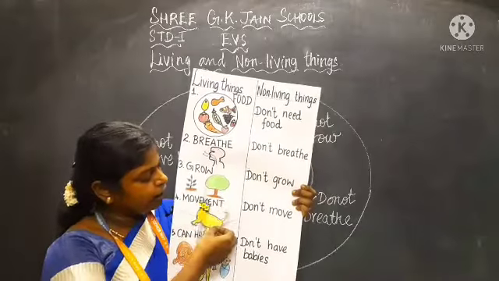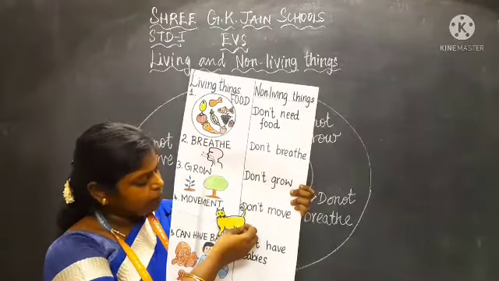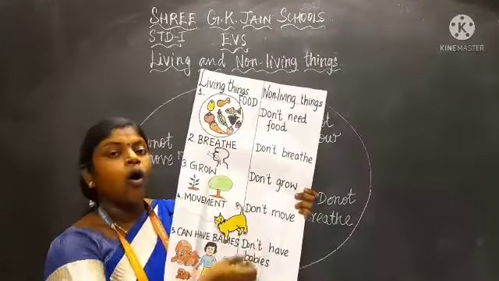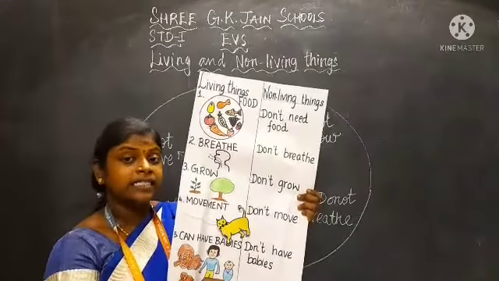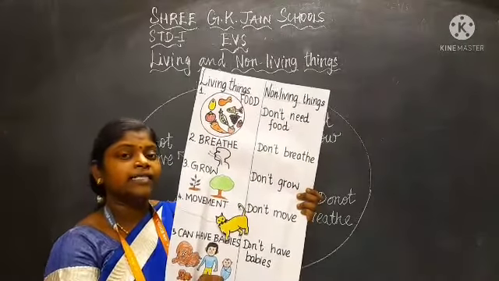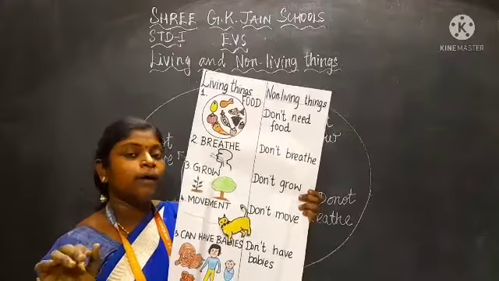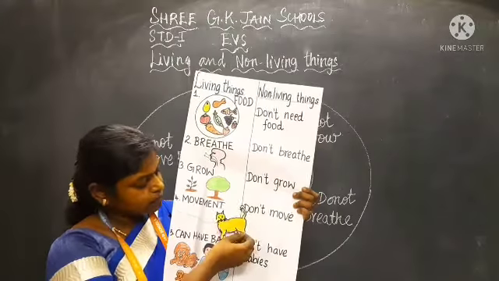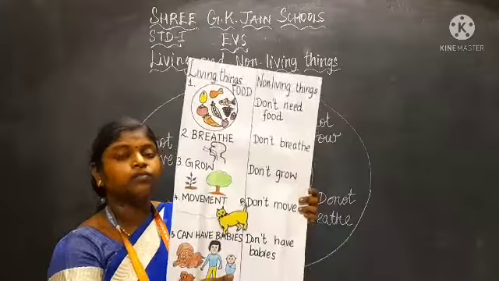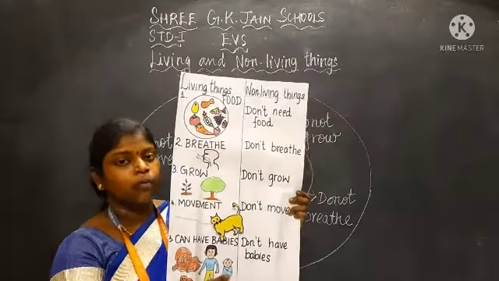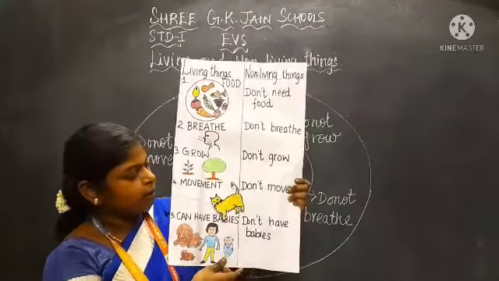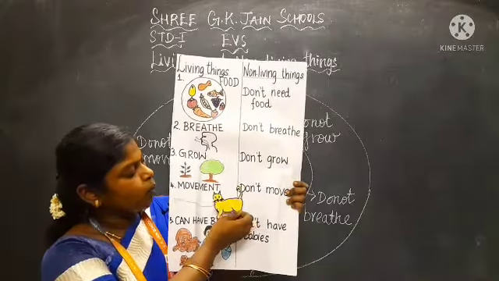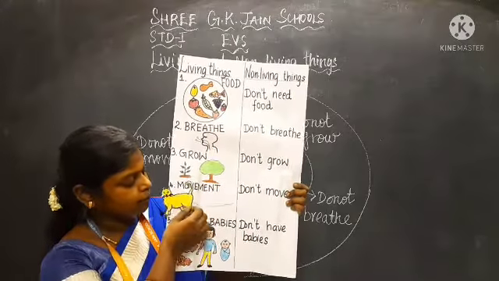But all the living things can move from one place to another place. All the animals, insects, they can fly. Birds, they can fly in the sky. We are human beings. We are also moving from one place to another place. So that is called movement. That means we are moving from one place to another place.